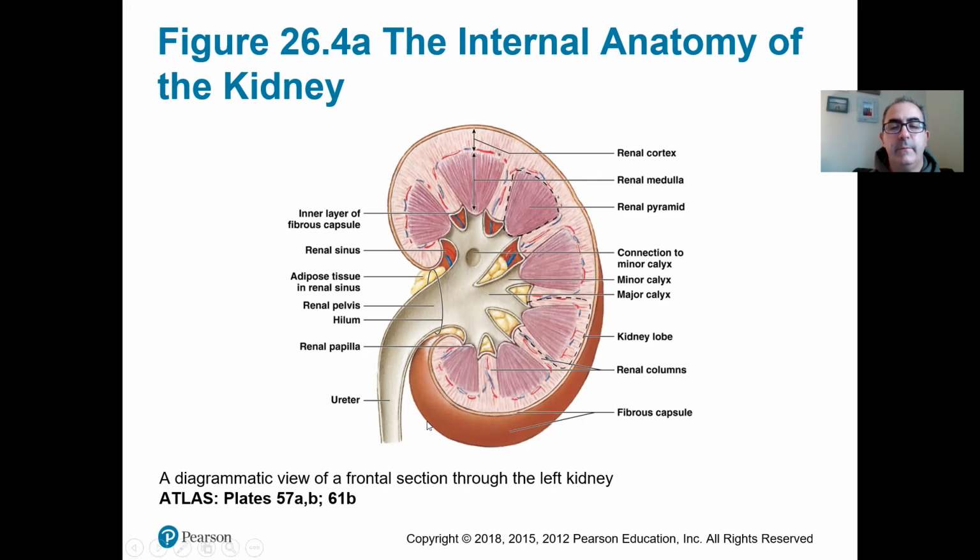The only other thing I didn't mention here are what are called renal columns. They're just the tissue between the renal pyramids. So the renal pyramids are purple here. The renal columns are the tissue between them.